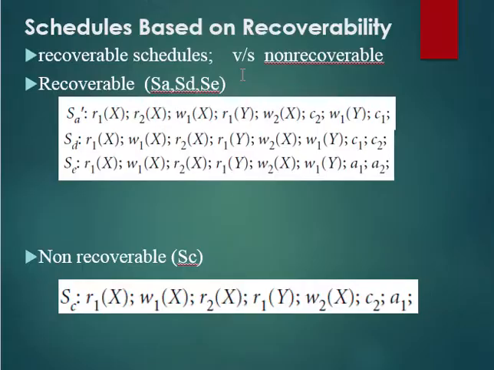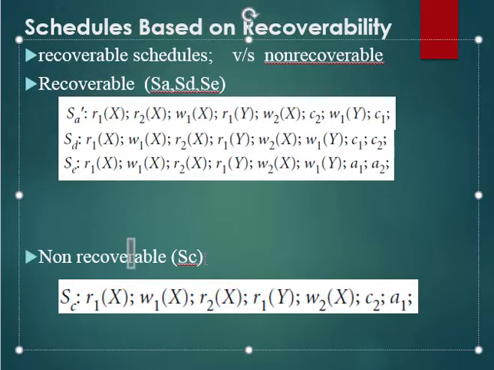So let's move to some examples. Here you can see the first three schedules, SA', SB and SC', are examples of recoverable schedules, and the last one is an example of a non-recoverable schedule. Let's first look at the non-recoverable schedule, SC. If you schedule in this manner, go and check whether it meets the principles.